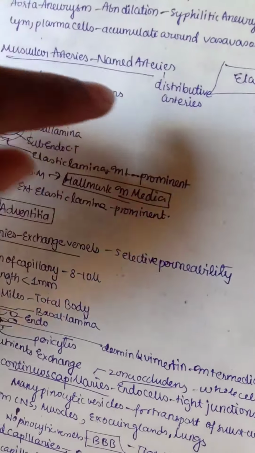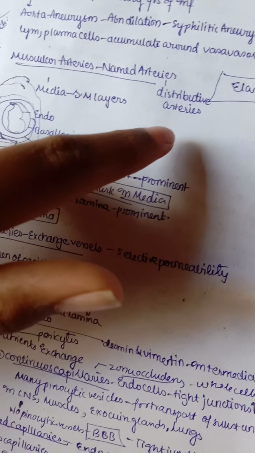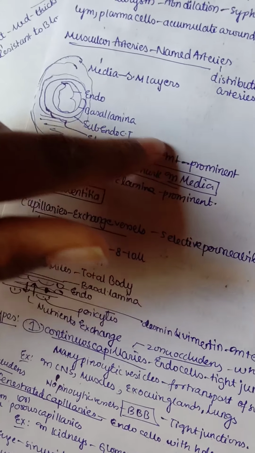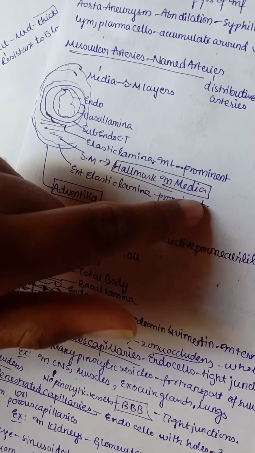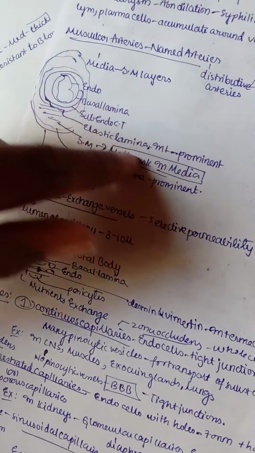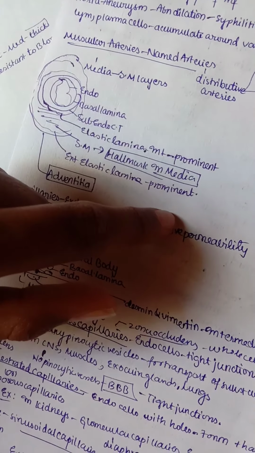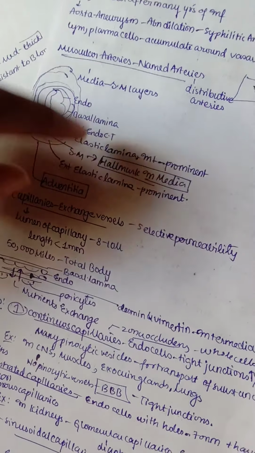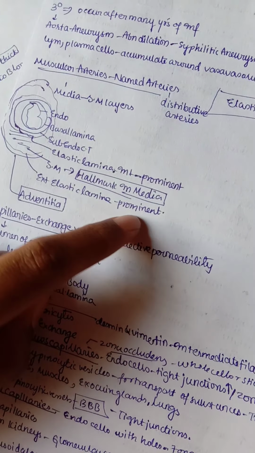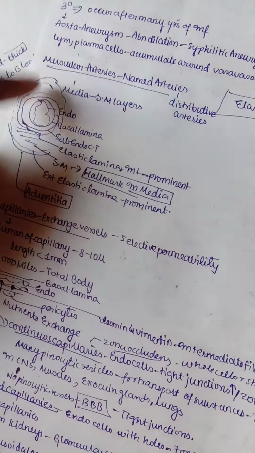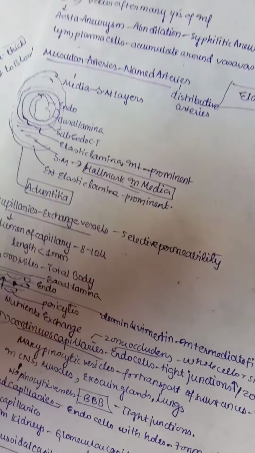Now let us see the muscular arteries, which are named arteries, also known as distributary arteries. So they also have endothelium, basal lamina, subendothelial connective tissue, and the internal elastic lamina, which is prominent, and smooth muscle, which is a hallmark in the media. So remember, smooth muscle is a hallmark in the media, and we also have the external elastic lamina. All the elastic laminas are prominent in the case of medium vessels, and it also has adventitia.